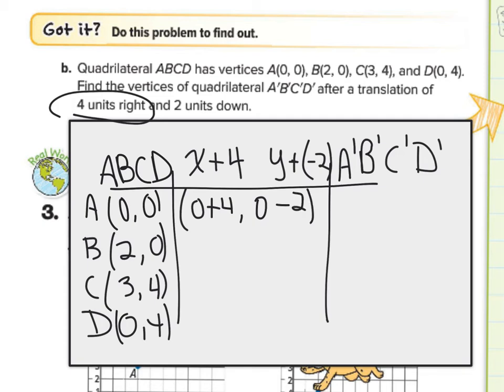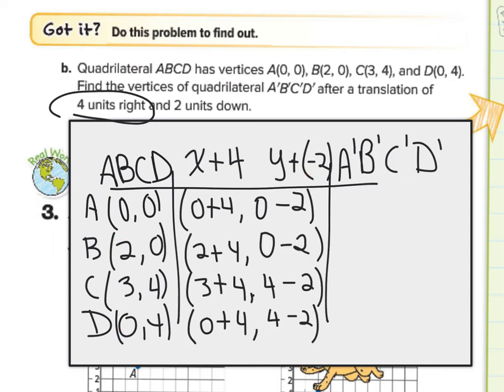And I'm going to go ahead and apply this rule to all my coordinates. So for every X coordinate, I added 4, and for every Y coordinate, I subtracted 2, or you could say added -2. So now I solve, and my new ordered pairs will be 0 plus 4 is 4, and 0 minus 2 is -2. That's my new A. That's my A1 now.